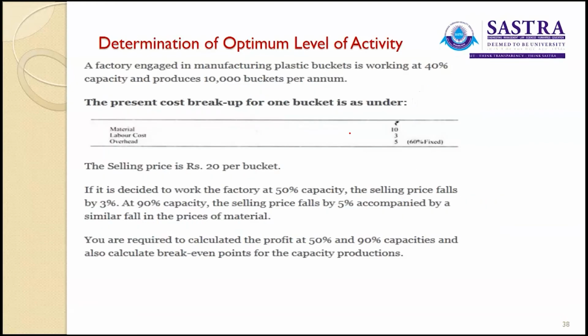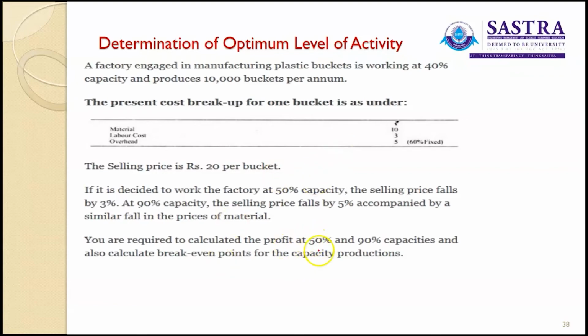Now determination of optimum level of activity. A factory engaged in manufacturing plastic buckets is working at 40% capacity and produces 10,000 buckets per annum. We have a material cost of 10 rupees, labor cost of 3 rupees, overhead of 5 rupees, wherein 60% is fixed. The selling price is 20 per bucket. If it is decided to work the factory at 50% capacity, the selling price falls by 3%. At 90% capacity, the selling price falls by 5%, accompanied by a similar fall in the prices of the material.